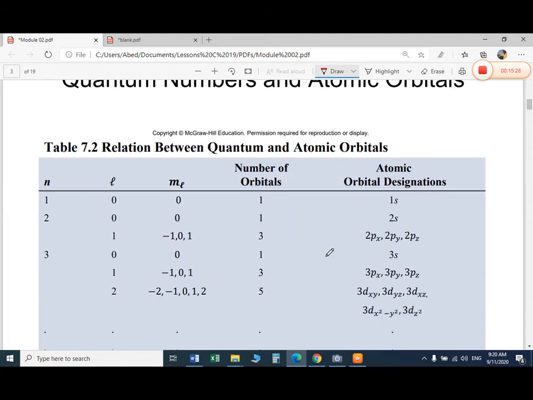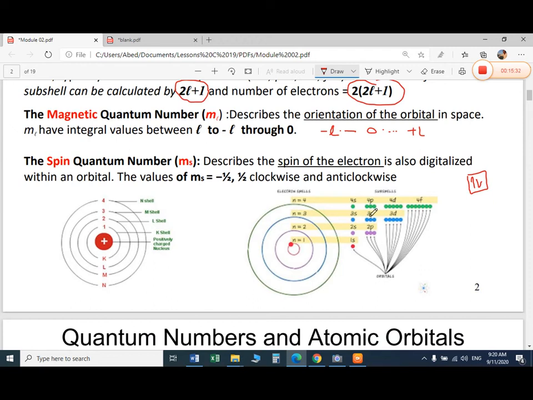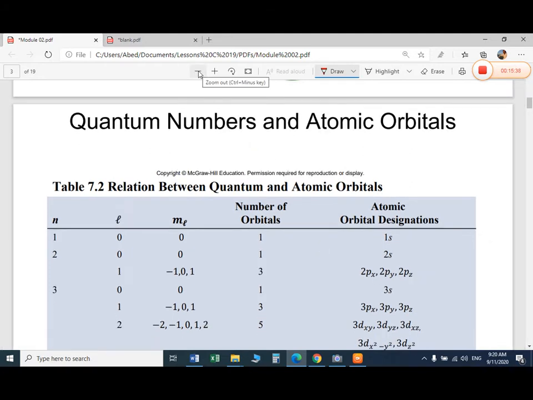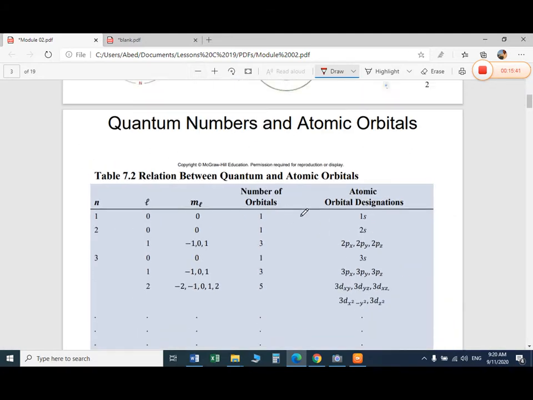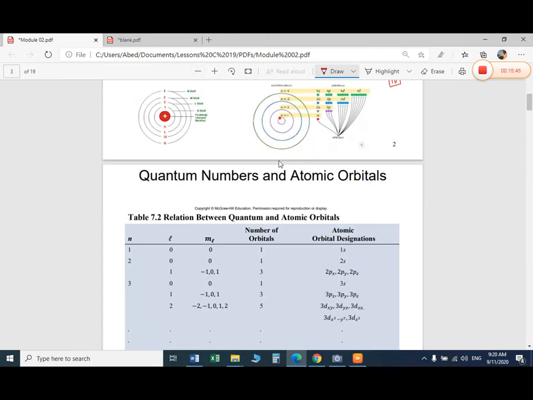So this is the summary again. The summary in this picture is a diagrammatic summary, and this is the numerical summary; both are the same thing. Let me decrease this size so you understand more. See here, when n is equal to 1, there is only one L, that is 0, and only the s orbital, so this is the one s orbital.